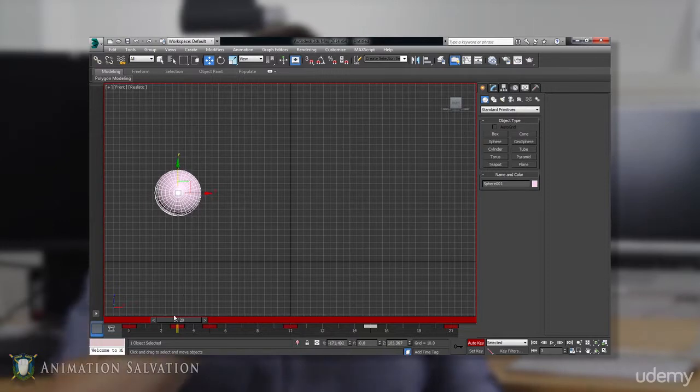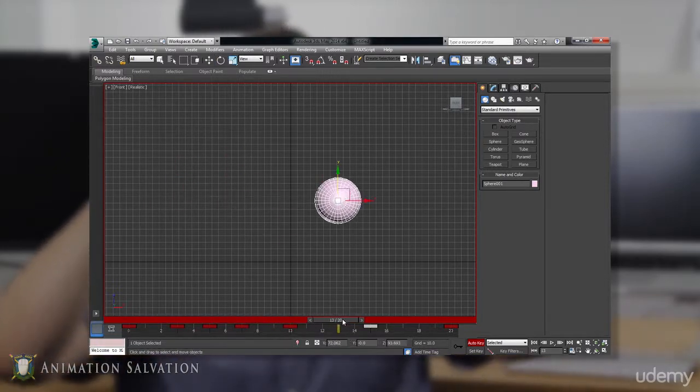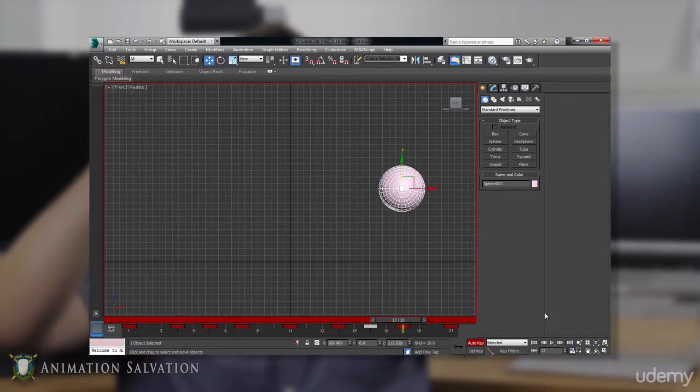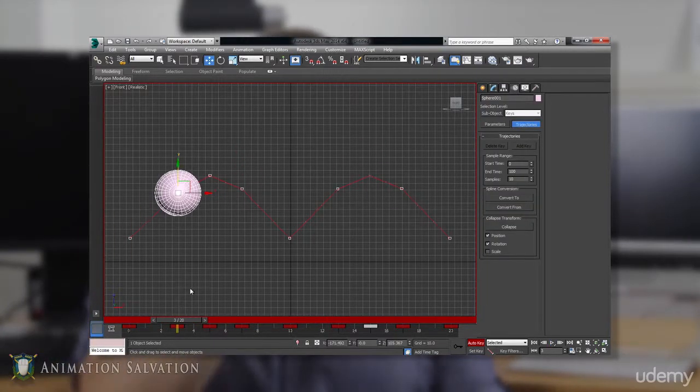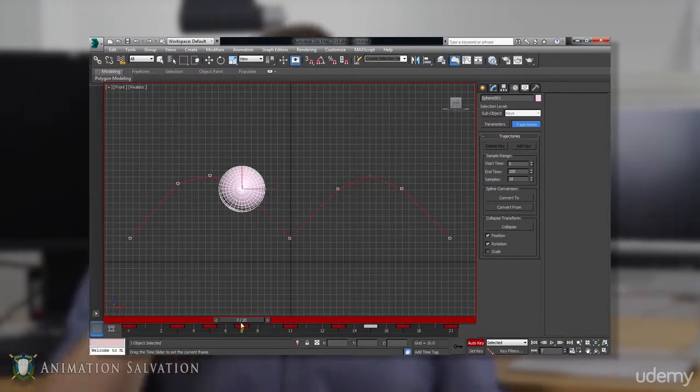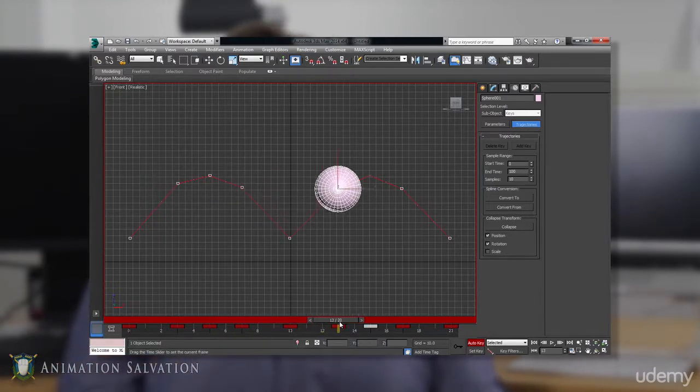At frames 3 and 7 and 13 and 17, we want to move the ball slightly higher than where it was. If you can, in the 3D package, turn on Show Trajectories, or to show the path of the motion path in Maya, and just Show Trajectories in 3D Studio Max.